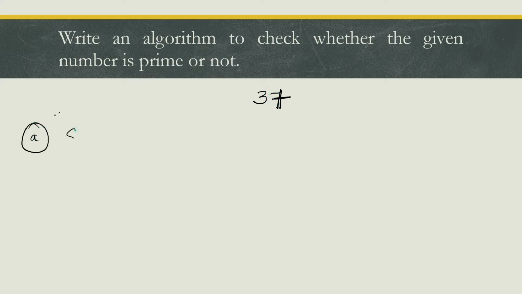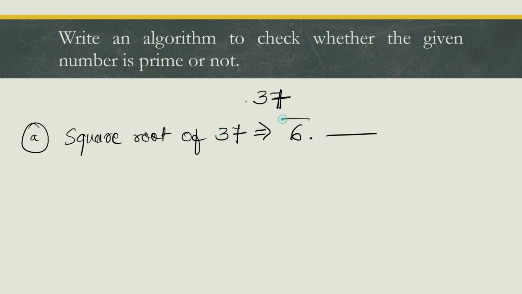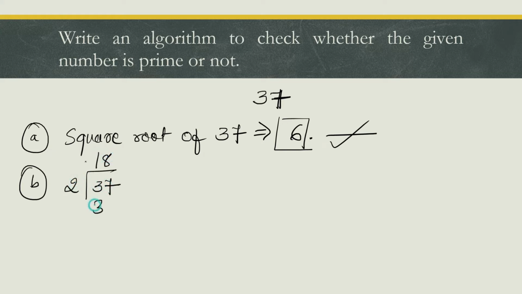So what is the very first step? Yes, you have to find the square root. Square root of which number? 37, which is 6 point something. You have to consider this integer part only. You have to omit this. Then second step, you have to start dividing 37 from which number? 2. 18 2s are 36. We are getting remainder 1.